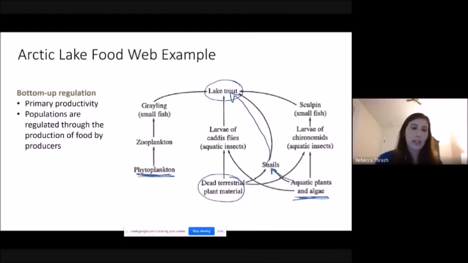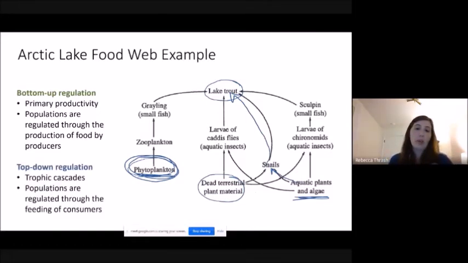So what I want to talk about next is how food webs regulate the populations within an ecosystem. So one type of regulation can happen from the producer level, and we call this bottom-up regulation, basically meaning that the population numbers of these primary consumers, secondary consumers, are dependent on the production of food by producers. So if there's a lot of phytoplankton being made at any given time, well, then there's going to be a lot of zooplankton, a lot of grayling, a lot of lake trout.